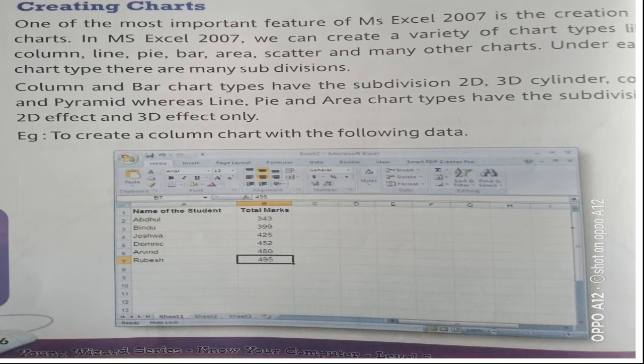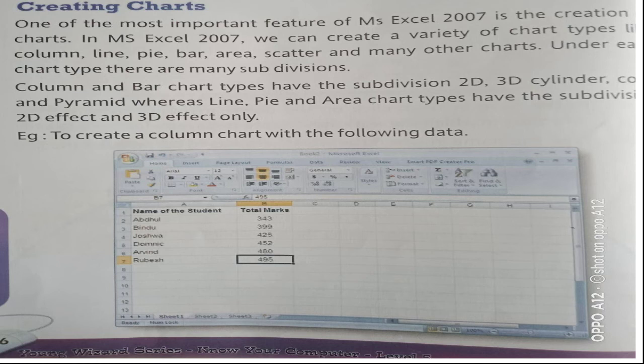Under the chart types there are many subdivisions. Column and bar chart types have the subdivisions of 2D, 3D, cylinder, and pyramid, whereas line, pie and area chart types have only 2D effects and 3D effects. For example, as the book content says, pie, bar, area, scatter, these are all the chart types available, and the subdivisions of these charts are 2D, 3D, cylinder.